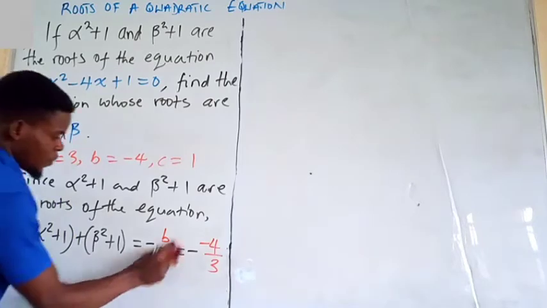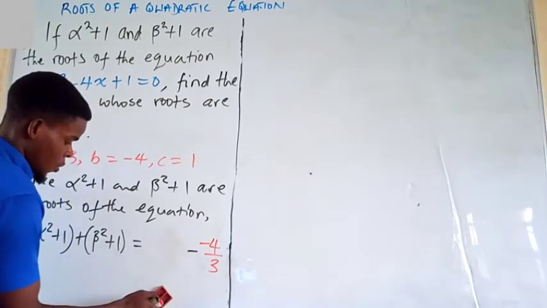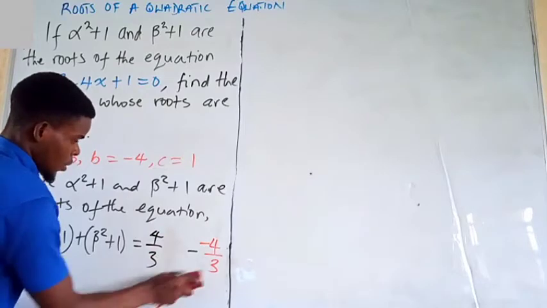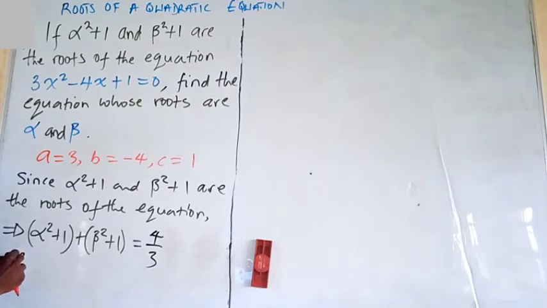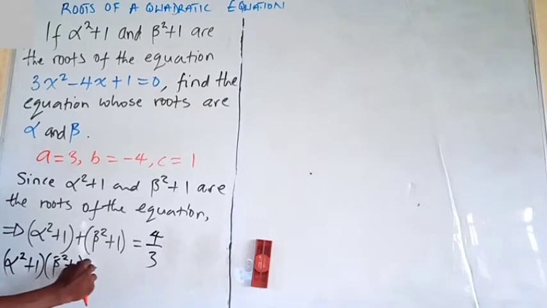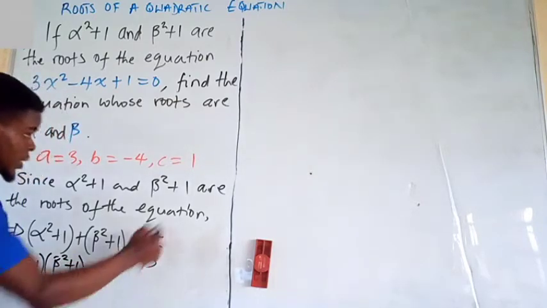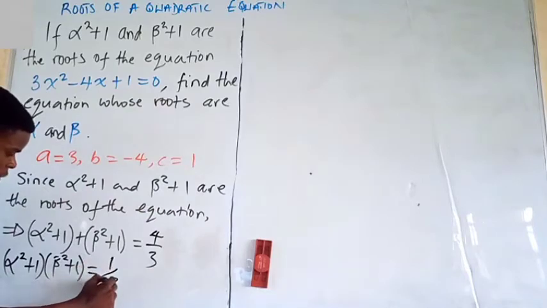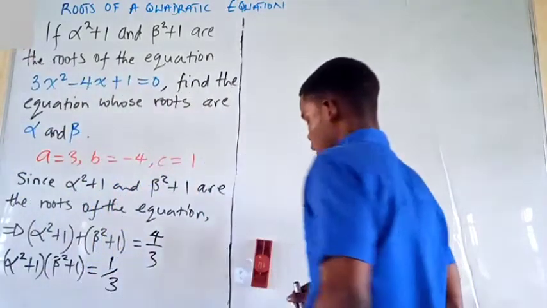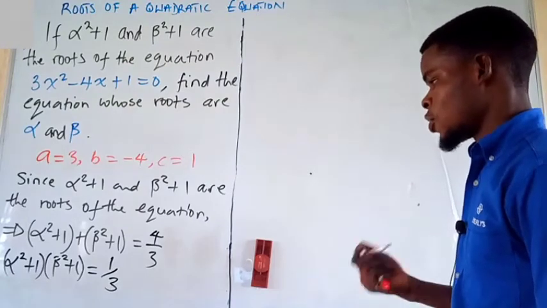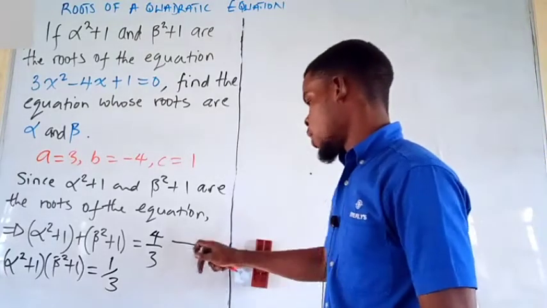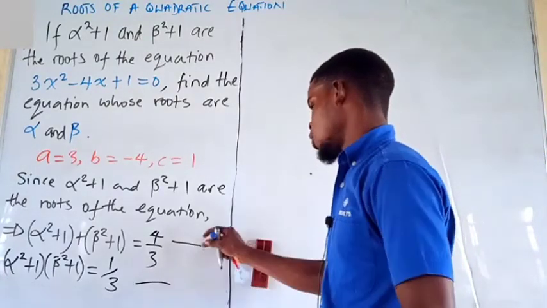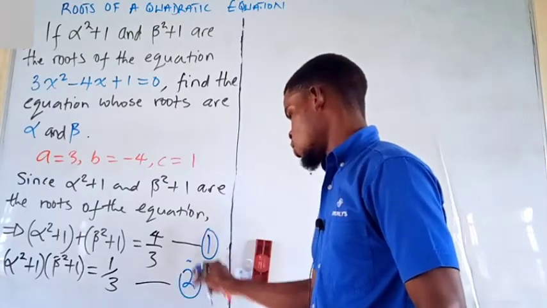So I would like to clean things up. I'll just put it down: 4 over 3. And again, their product, that is alpha squared plus 1 times beta squared plus 1, will just give us positive c over a, where c is just 1 and a is 3. That is just 1 over 3. Okay, so that is very nice. We have that their sum will be 4 over 3 and the product will just be 1 over 3. Let me go ahead and give these some names. Let me call this 1 as usual, and I circle it, and this is 2.